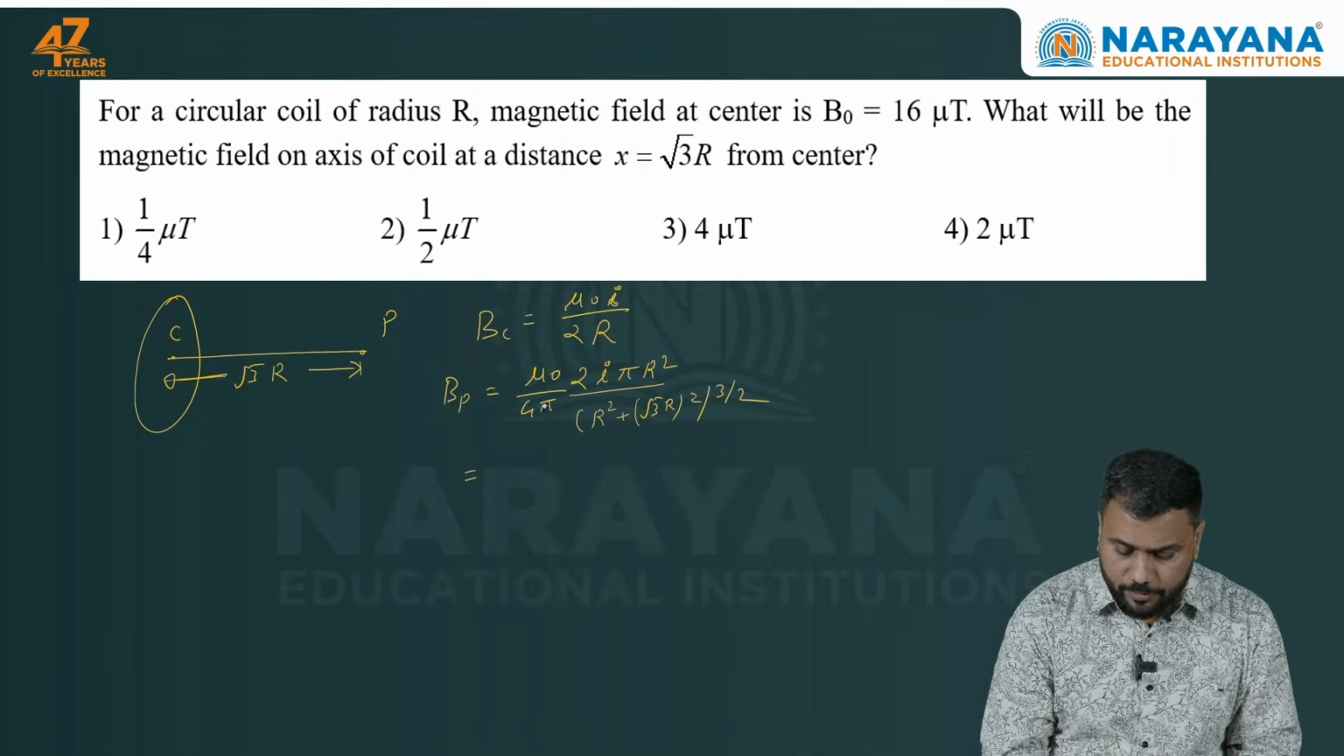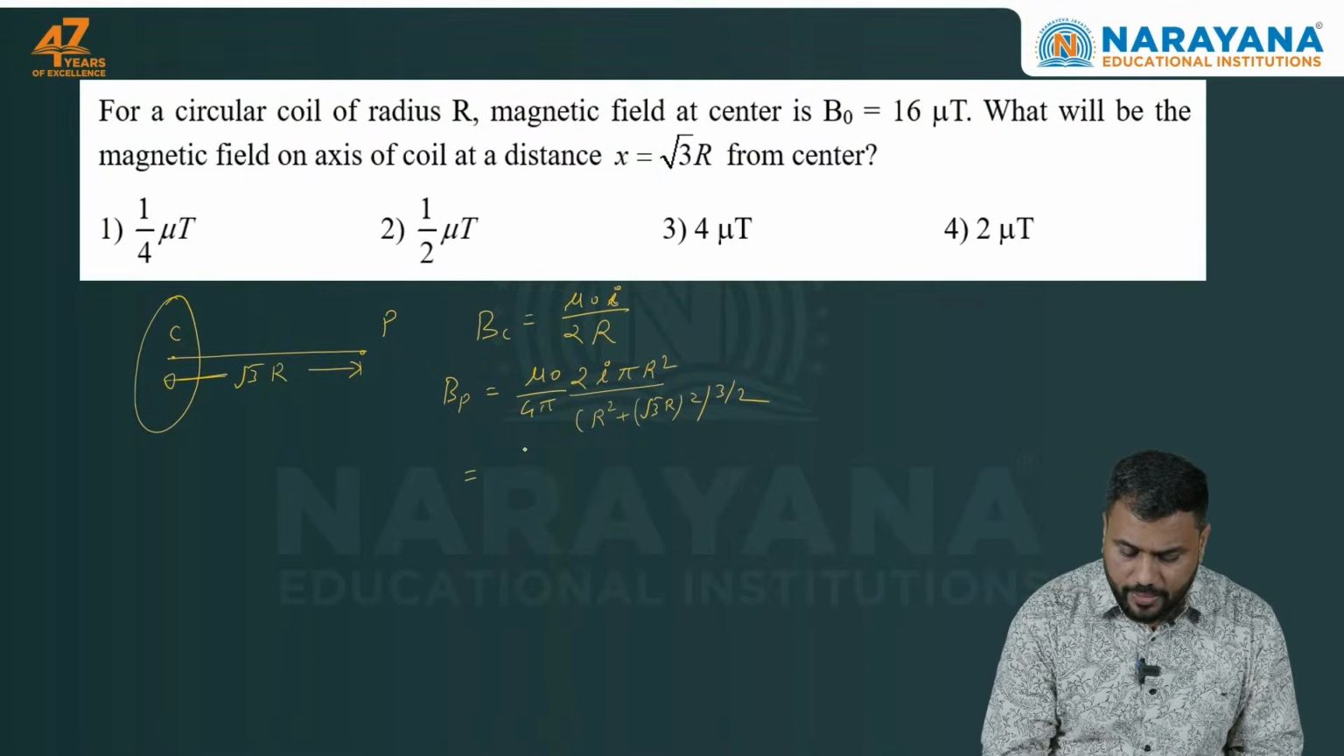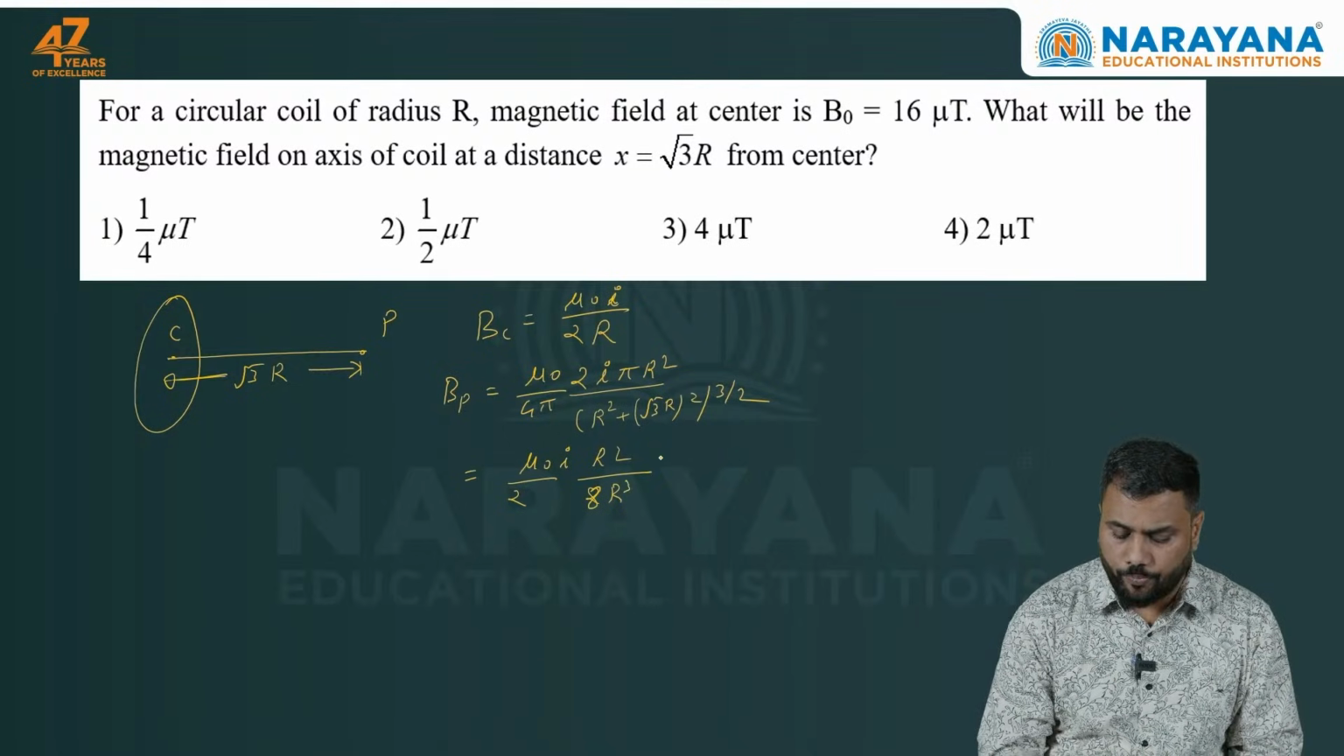So we can see in this expression, this 2 will get cancelled, and there is a pi in numerator which is getting cancelled. So mu naught by 2 I, there is a numerator r square, and in denominator if we solve, this is 2 cube, that is 8 r cube. So we can see this is nothing but 1/8 of mu naught I by 2r.